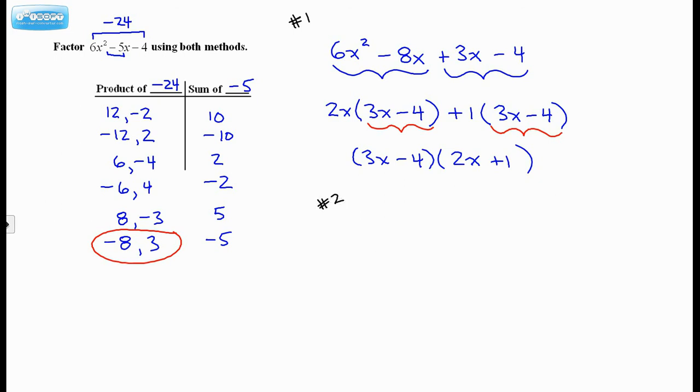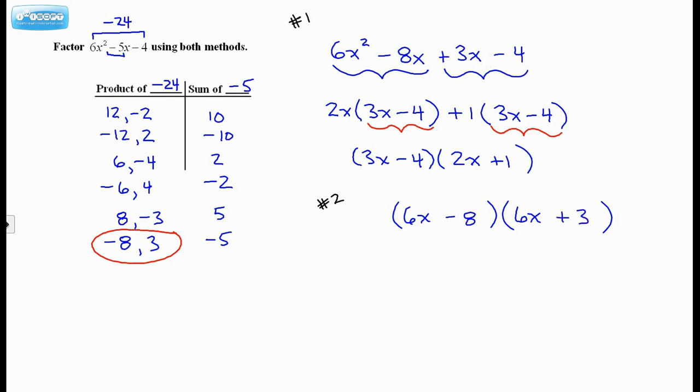Method 2 assumes that it is factorable already. Well, we know it's factorable. So we go immediately to the double brackets. And the first term was a 6x squared. So I write the 6 twice, and I give an x to each of them. And then all I do is I put the two numbers in here that I found in my table. So you still have to do this work. You still have to find those two numbers. So that was minus 8 and positive 3.